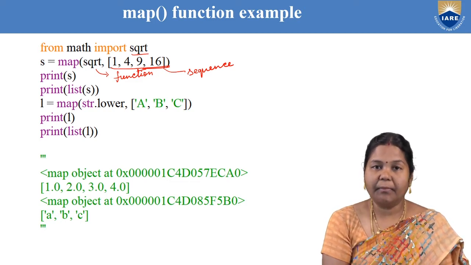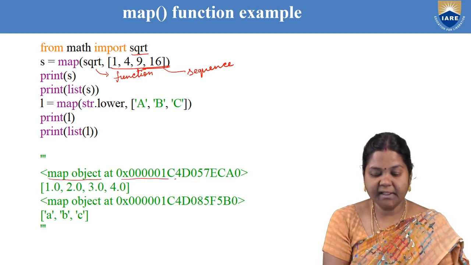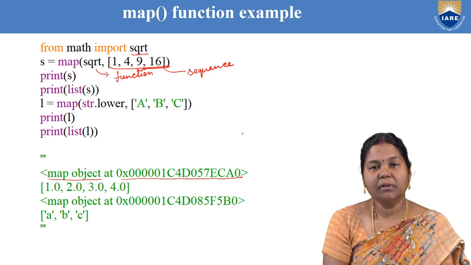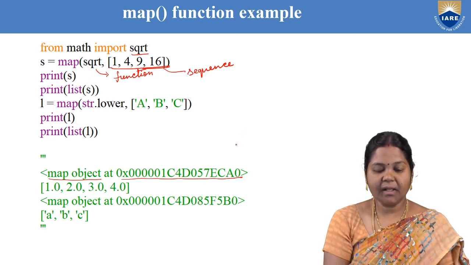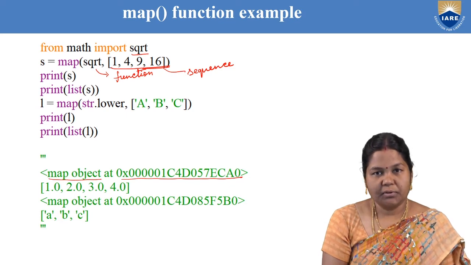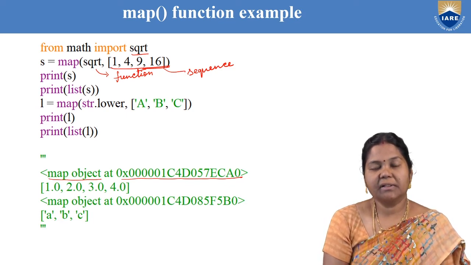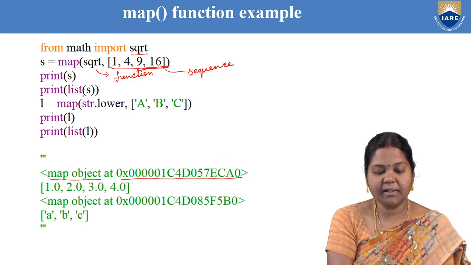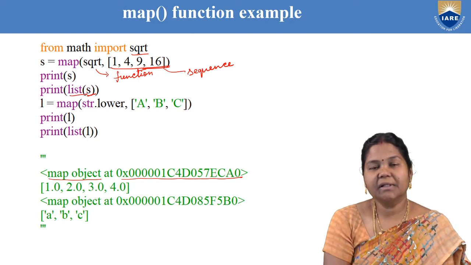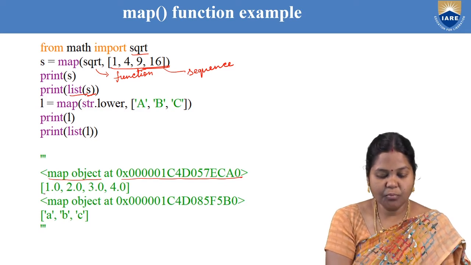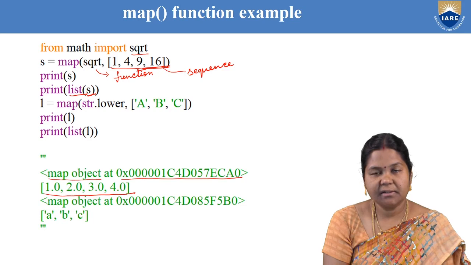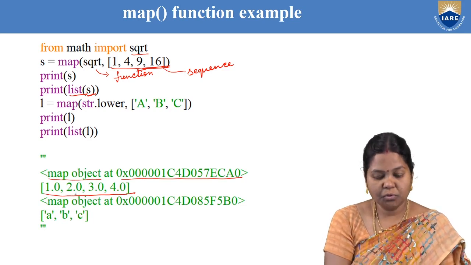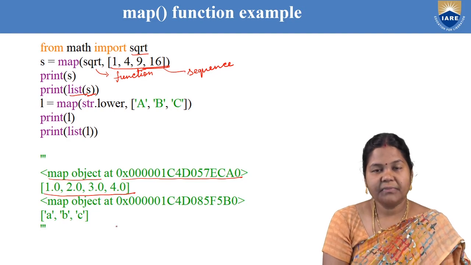Now, if you print the map object, you can see that it is created at such and such a location in memory. If you want to see the output, that is, how the function has been applied and what the square root of each element in the list is, then you have to convert the map object into a list, set or tuple. In this case, we are converting the map object into a list by using the list method. You can see the square root of each element: 1.0, 2.0, 3.0 and 4.0. So, this is the output.